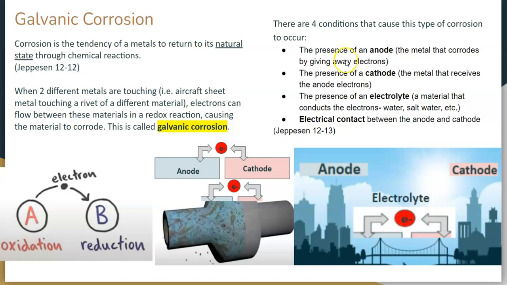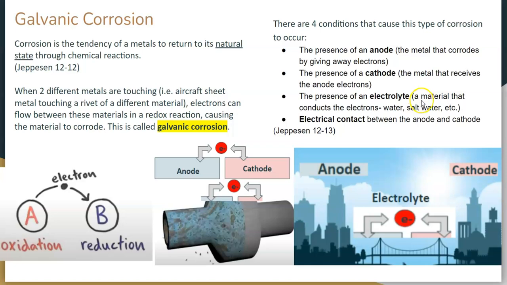So there are four conditions that cause galvanic corrosion to occur. There's the presence of an anode, which is the metal that corrodes by giving away electrons. Then there's the presence of the cathode, which is the metal that receives the electrons and causes the anode to corrode. And then there's also the presence of an electrolyte.